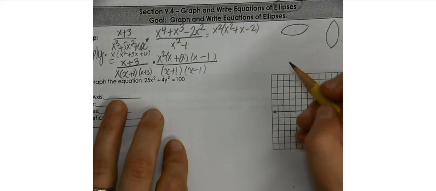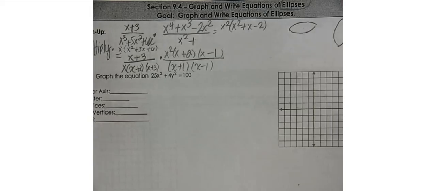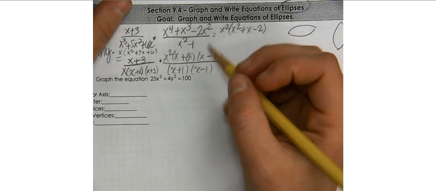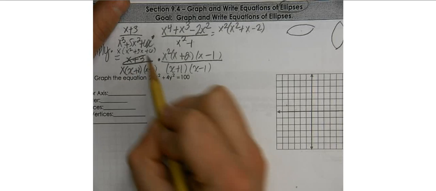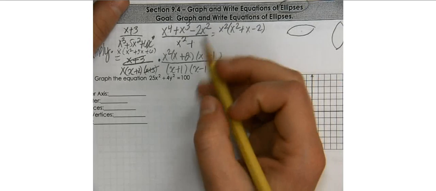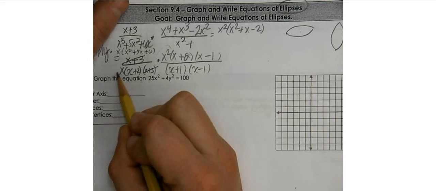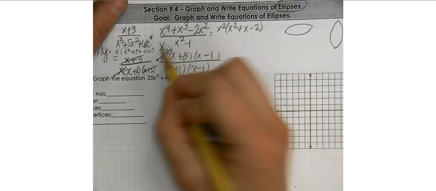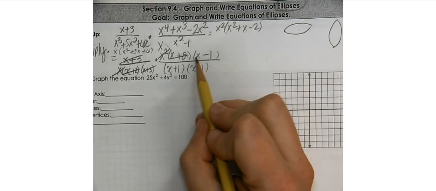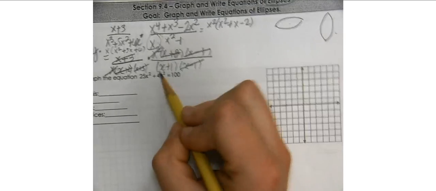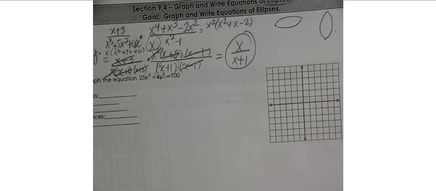Now that I have factored each expression, I'm going to eliminate anything that's the exact same on the top and the bottom. I notice that I have an x plus 3 in the top and an x plus 3 in the bottom. I have an x squared and an x, so one of the x's will get eliminated and I'll be left with just one x in the numerator. Then I have an x plus 2 in the top and the bottom, and an x minus 1 in the top and the bottom. So the only thing I'm left with is x over x plus 1. And that is our answer, x over x plus 1.